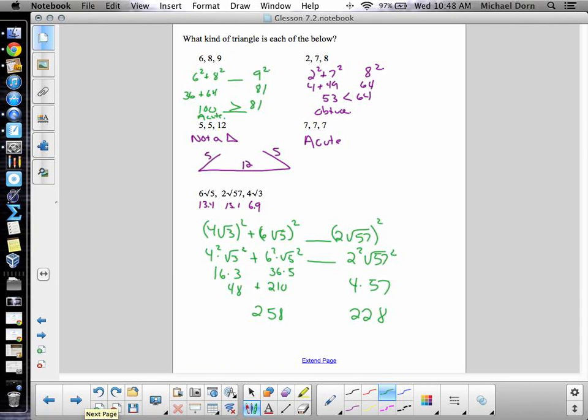Wait a minute, 36 times 5, I did that wrong. Nobody caught that? It's 150 plus 30, it's 180. So this is actually 228. Aha, it's equal. What kind of triangle is it? It's a right triangle. Yay, because it's just right. It's equal. See, you scoff at the Goldilocks and the Three Bears reference, but it works. It helps you remember. Don't make fun of it.